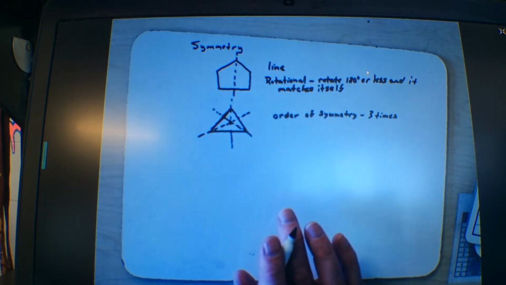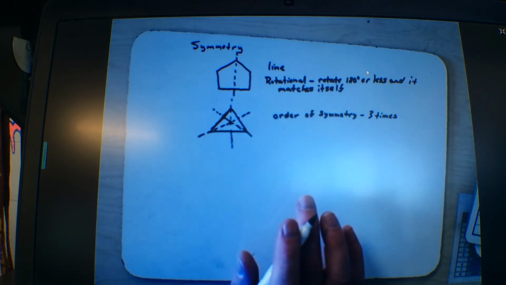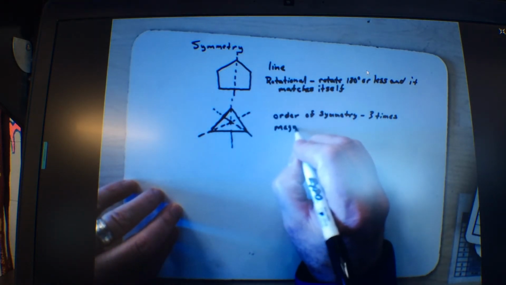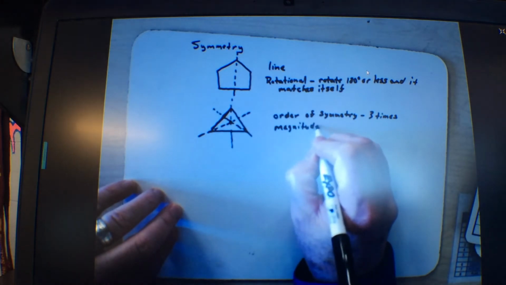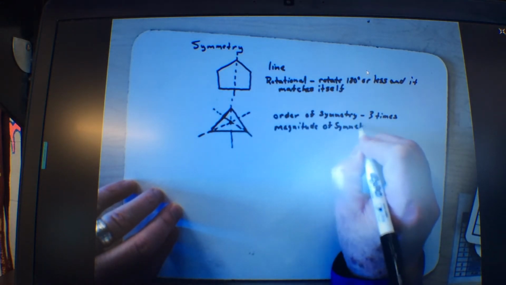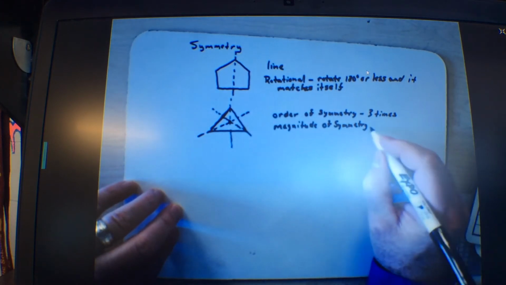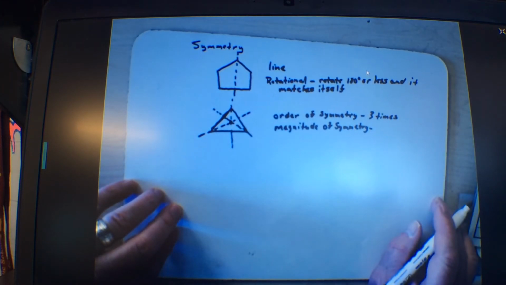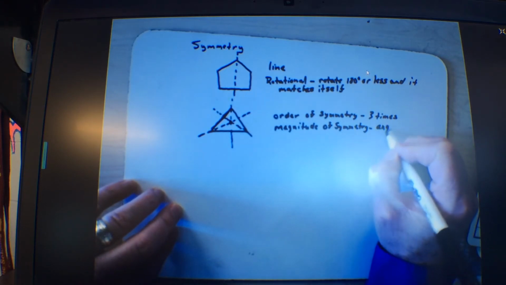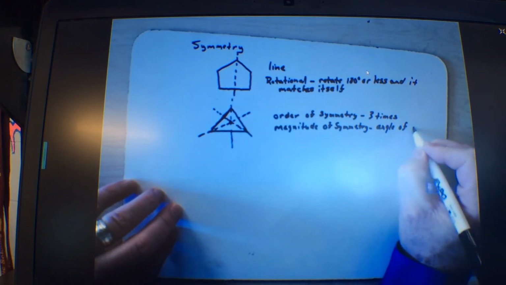All right. The next thing we want to talk about is the magnitude of symmetry. Magnitude. Anybody know from science what magnitude means? It means size. You're correct. So the magnitude is the angle of rotation.